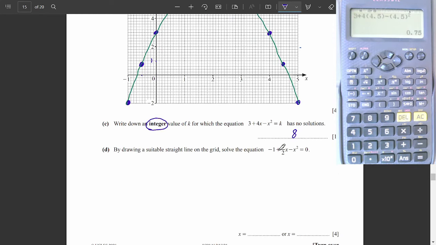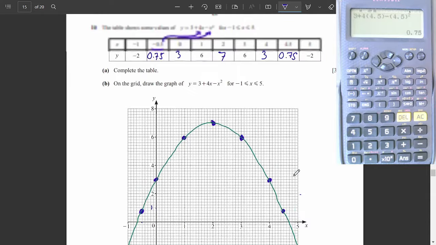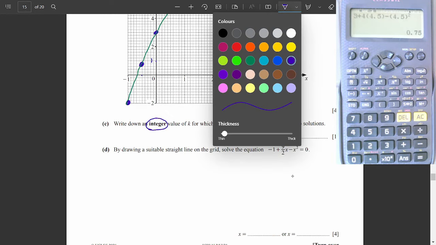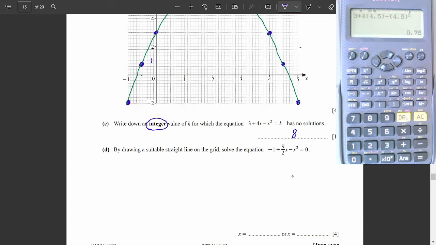By drawing a suitable straight line on the grid, solve the equation. One of the harder questions in the paper. Lots of people got it wrong. We need to use the information we had before to do this question. So let's start with what we got. They give us minus 1 plus 9 over 2 x minus x squared equals 0. Now this is still all one question. We need to use that graph we've just drawn somehow. Let's write the equation of that graph. That graph is 3 plus 4x minus x squared equals y.